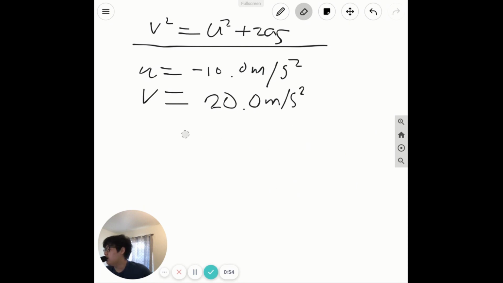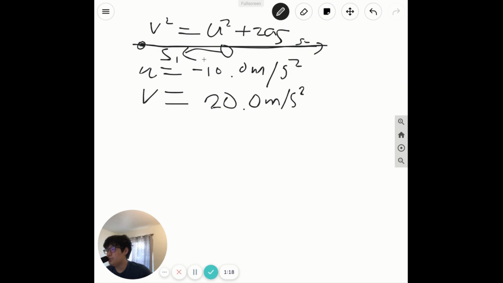Challenge. The second car travels a total distance of 20. Could you find its acceleration? Okay, so since we know that the initial velocity is negative, it's going this way, and it stops and it goes forward. So let's say this negative distance is equal to s1 and s2.